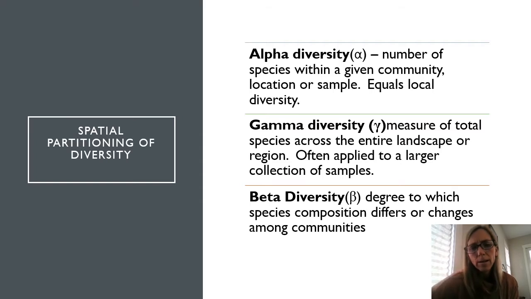There are a few different spatial ways we can look at diversity indices, and the book explains this in some depth. Alpha diversity is the number of species within a given location. Could be a sampling location or a small patch. It is equivalent to the local diversity, while gamma diversity is a measure of total species across a larger landscape or region, and it's often applied to a larger collection of samples. Beta diversity is the degree to which species composition differs or changes among communities.